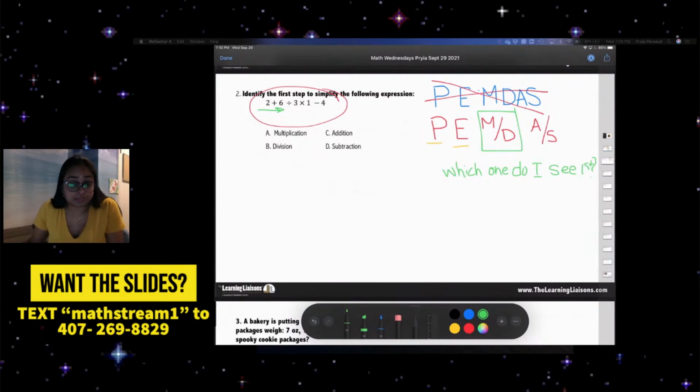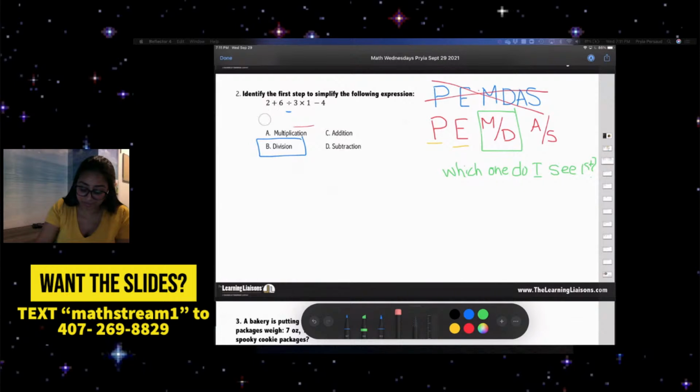I don't know which one. Let's look at the problem. Well, we have addition, which is not multiplication or division. Ooh, but then we have this division and then the multiplication. So the correct answer in this case is division. I'm going to start with division and then multiply.